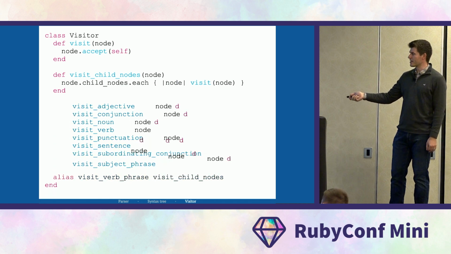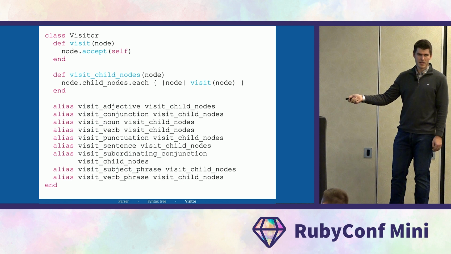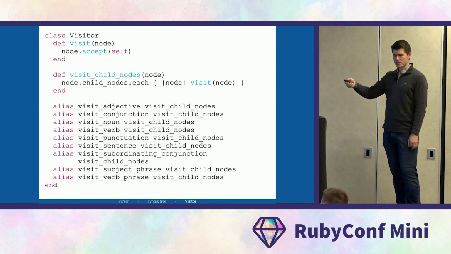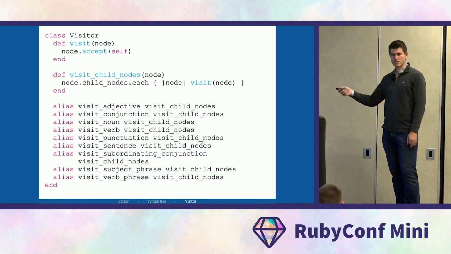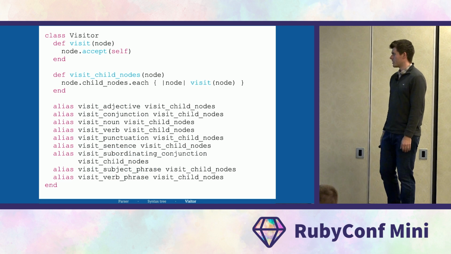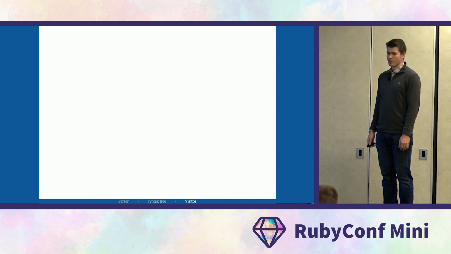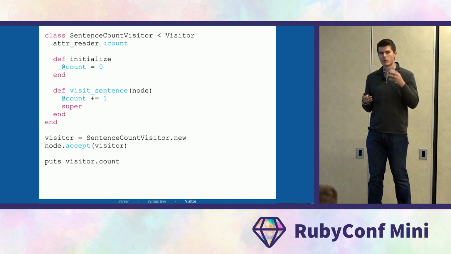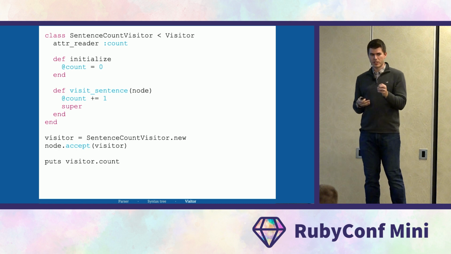And actually, we can alias every one of these methods. Every single node in the tree is just going to call back into visit child nodes because they all implement the child nodes method, and then we walk down the tree all of the way. Okay. What have we actually accomplished here? We can start to implement visitors that only care about a subset of the nodes in the tree.